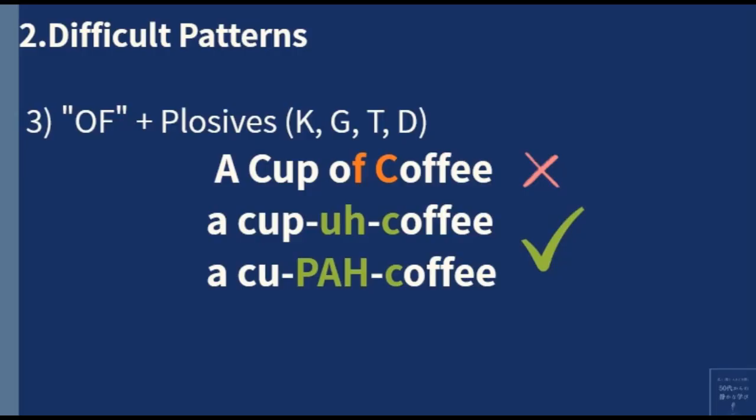Step number 2. Use the P to launch the "uh." Don't let the P sound in "cup" just stop. Use that popping energy to launch straight into the "uh" sound. Step number 3. Bounce through the phrase. Let your breath roll smoothly down the hill from the first syllable to the last. So, let's practice. A cup of coffee, a cup of coffee, a cup of coffee.